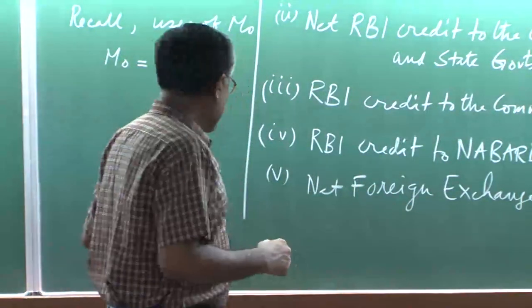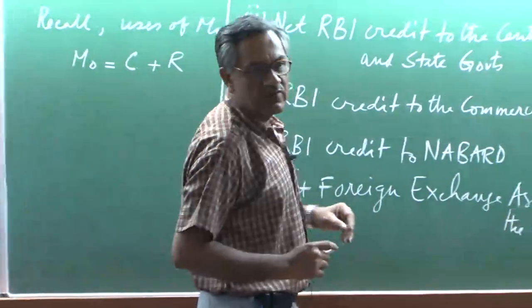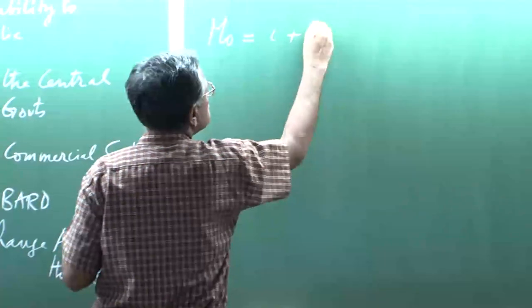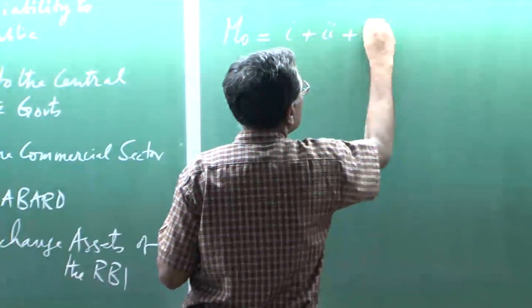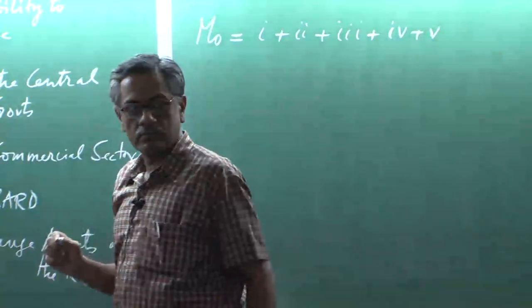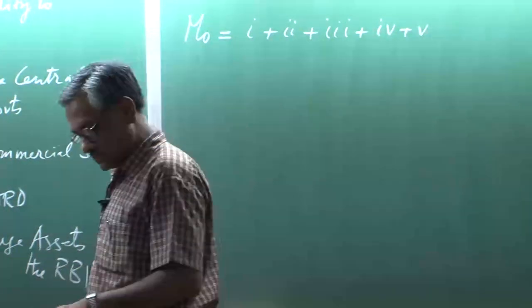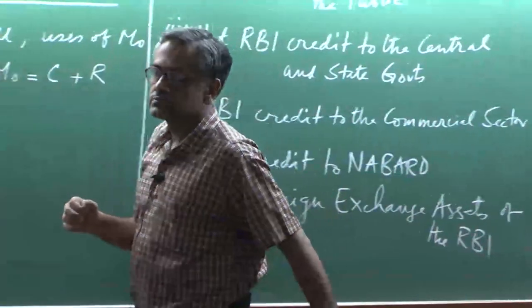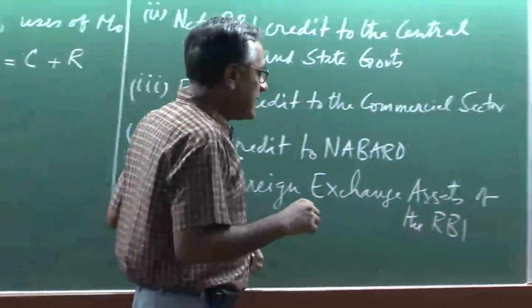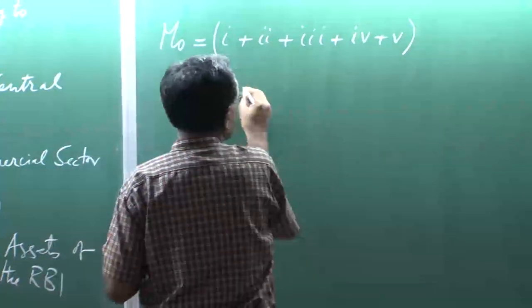Now, monetary base up to this point is simple, five items. So M0 from the source point of view is simply 1 plus 2 plus 3 plus 4 plus 5. All right? But there is a minus number after this. This is the confusing part. After adding everything, you subtract.